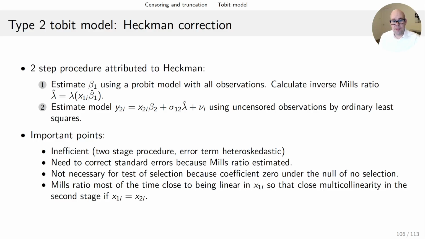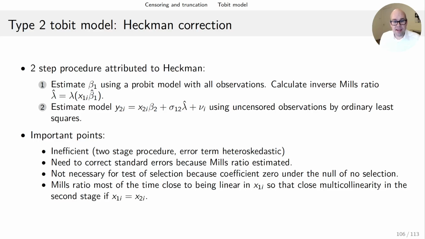Good, some important points. It's a two-step procedure, and it turns out that the error term is heteroscedastic. The variance of the error term here will depend on x. So this whole procedure is inefficient in the way I've described it here. Second, we need to correct the standard errors because we have a generated regressor here. The lambda hat is actually estimated in the first step, so we can't just ignore that.